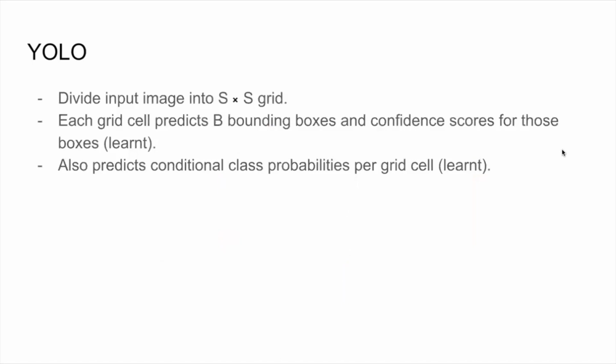So each grid predicts B bounding boxes, the confidence score for each box is learned, and it also predicts the conditional class probabilities for the grid cell. So each grid cell will be treated as an image, and there will be a prediction for each and every grid cell in the image.